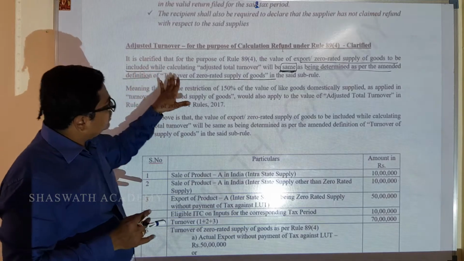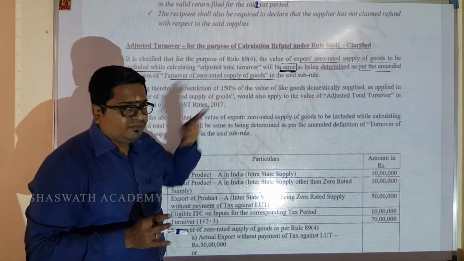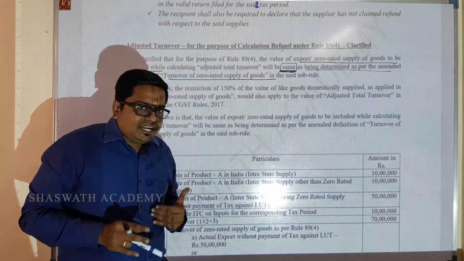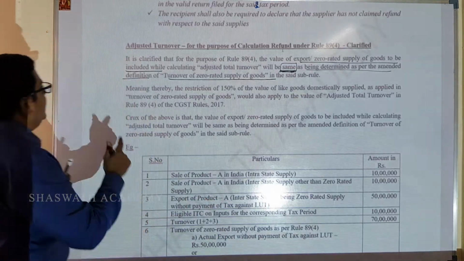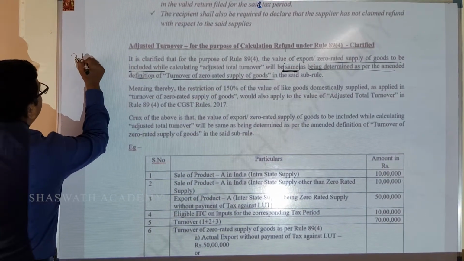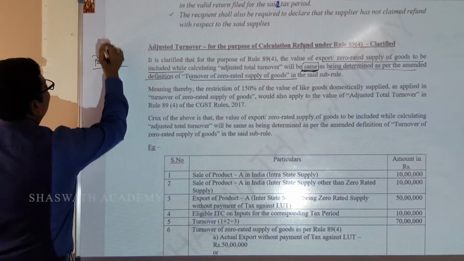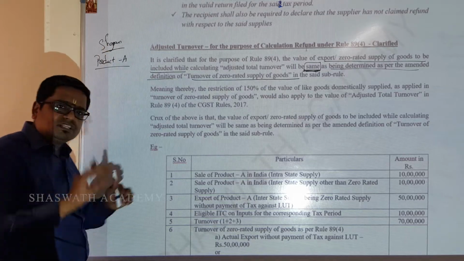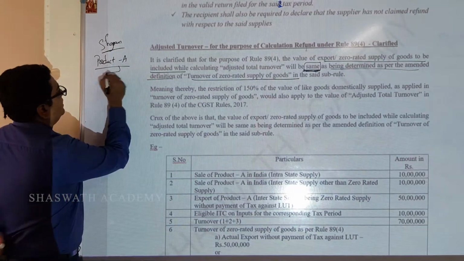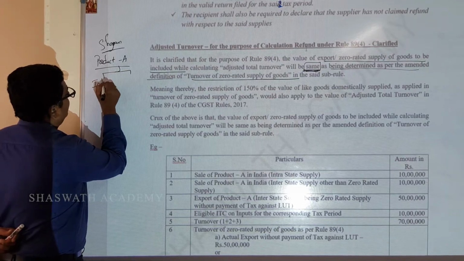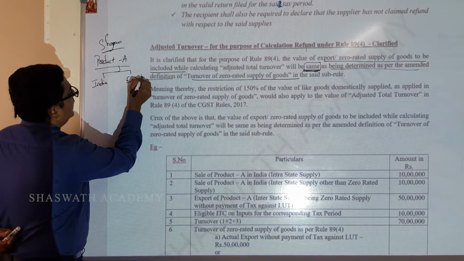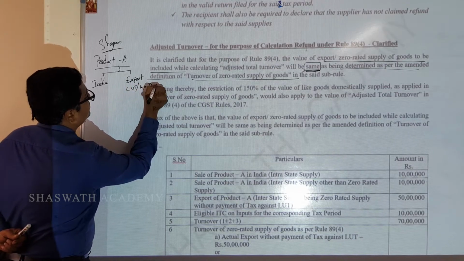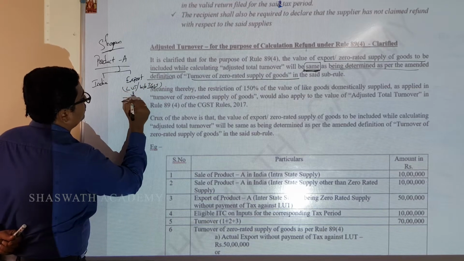First, adjust the total turnover of zero rated supply of goods. We had covered the last amendment in the May 21 exam itself, but for clarity I will explain once more. Say there is a product A, and I have Shogun here. Shogun is a manufacturer of product A, and does both domestic sales in India and exports. He exports against LUT without payment of tax, so without IGST. This is called zero rated supply.